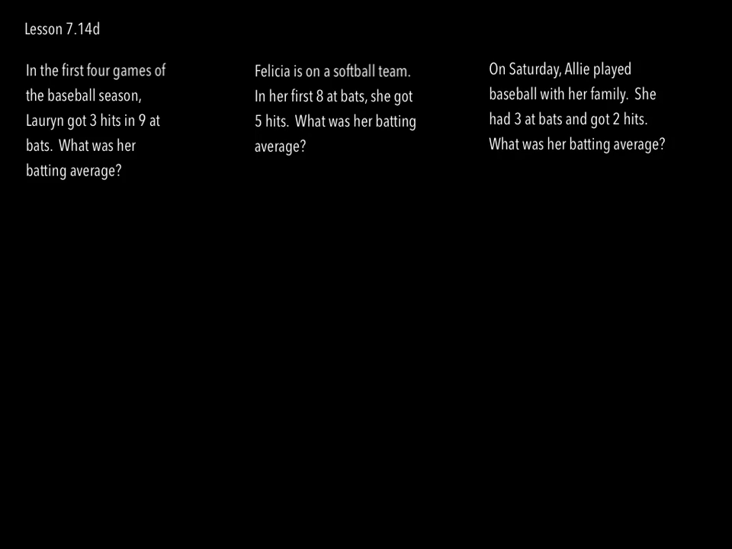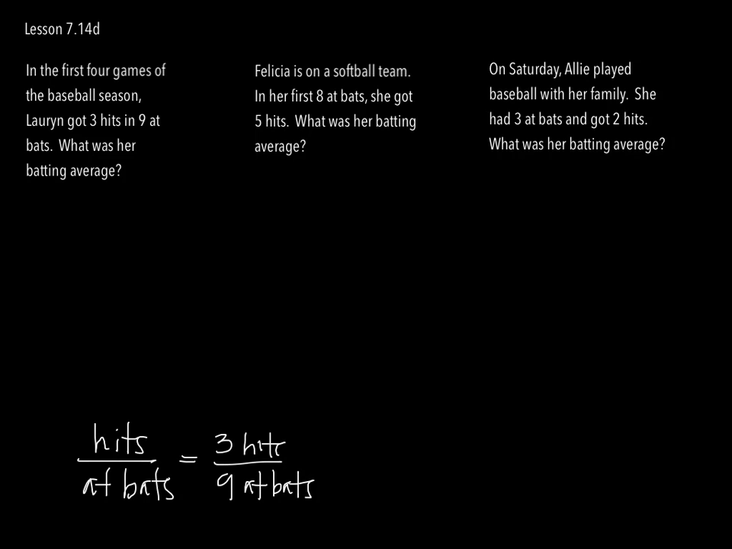In the first 4 games of the baseball season, Lauren got 3 hits in 9 at-bats. What was her batting average? And just as a note as we look at these problems, batting average is determined by hits over at-bats. Okay, so it's a fraction. So in the first one, it would be 3 hits over 9 at-bats. That's the fraction, and then to convert that into a decimal would be what the average is. Think of batting average as just a decimal. All right, so that's the first problem.